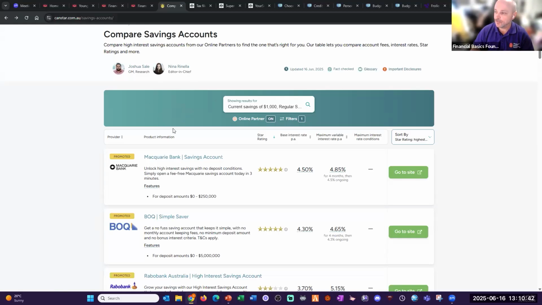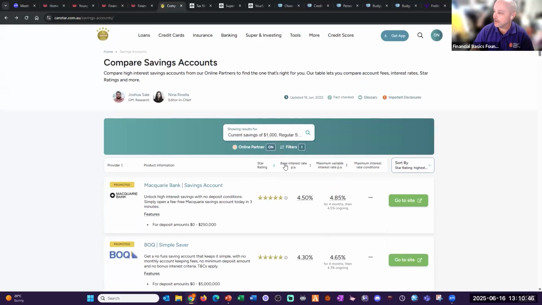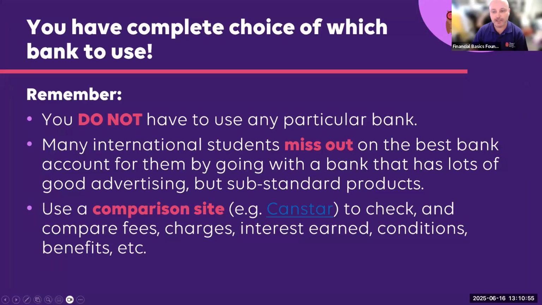So this one here that I'm talking about is their little link that goes to savings accounts, and you've got a whole range of things that you can filter by that hopefully you'll understand a little bit better by the time we finish this session. I will come back to talking about that a little bit more soon.